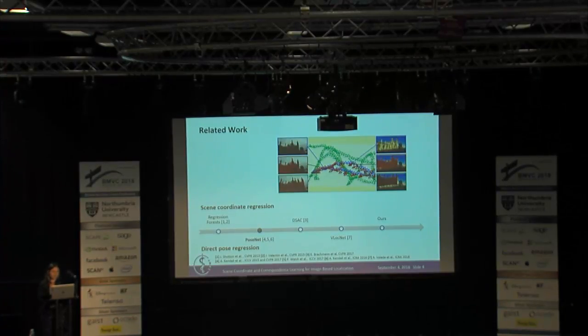So here, for example, you can see results from PoseNet, which was the first one to introduce direct pose regression methods. But since this very efficient method came with a drop of accuracy, there have been various extensions and optimizations of this method, for example, including LSTMs, or also in the form of a Bayesian network to deal with uncertainties in the pose prediction.